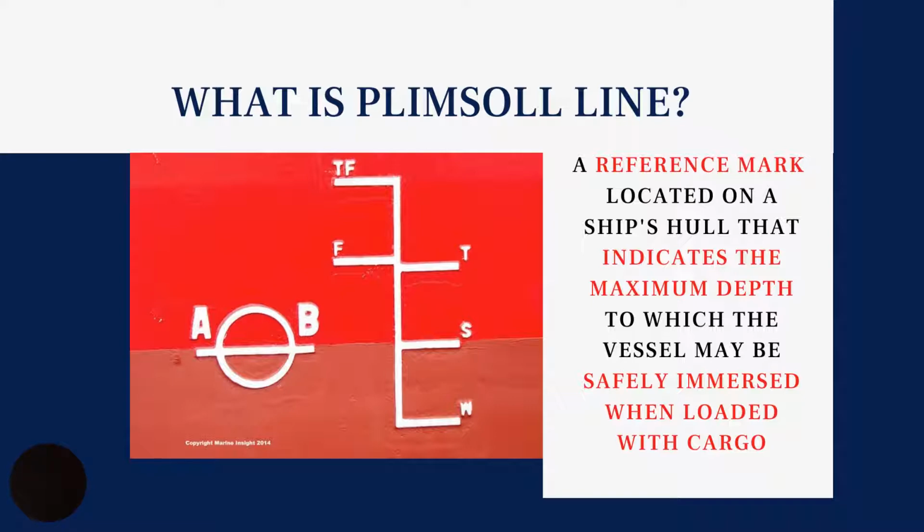What is Plimsoll line? Plimsoll line is the reference mark located on a ship's hull that indicates the maximum depth to which the vessel may be safely immersed when loaded with cargo. The Plimsoll line mark on the body of the ship acts as a guide to ensure that the ship is loaded within the safe limits. This is the example of how Plimsoll line looks like on the body of the ship.